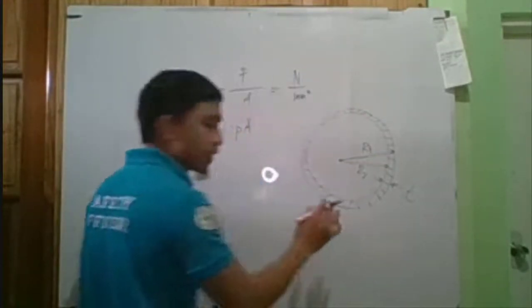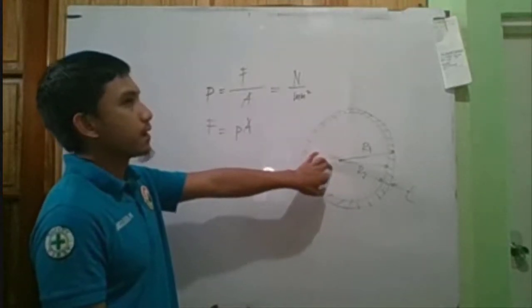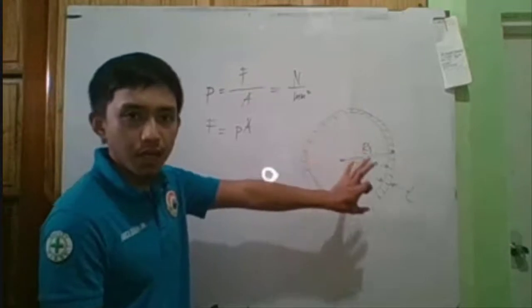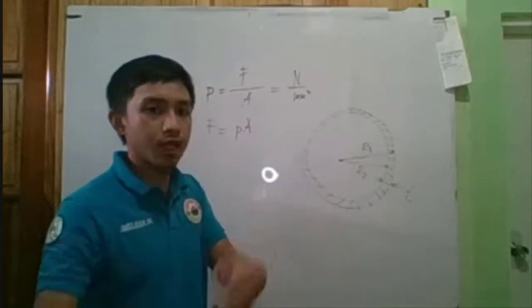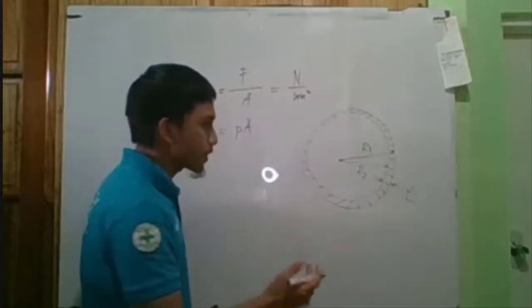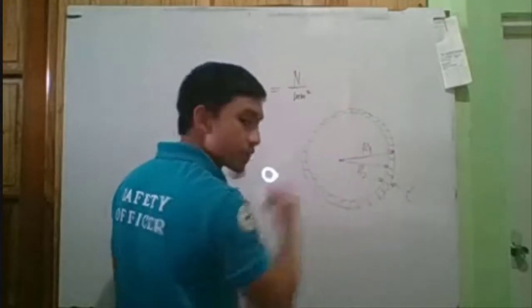However, to make it simpler, this is adapted by most of the computations. Even if you try to open other books, this is adapted. But supposedly the exact computation is the area of the big circle minus the area of the space.